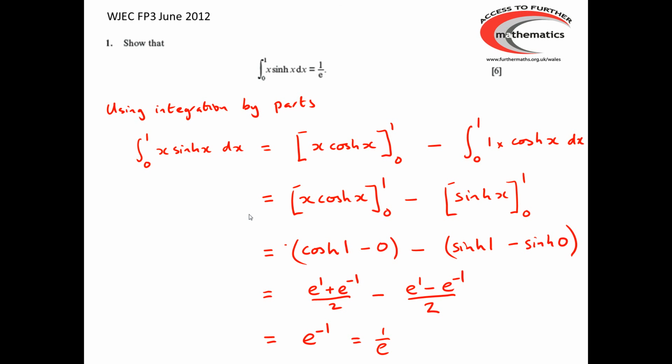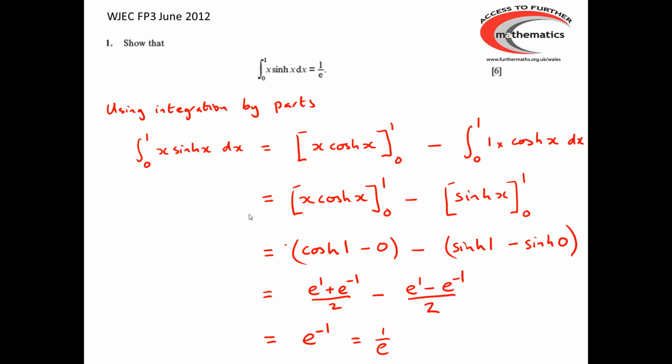The mark scheme for this question has 2 marks at the beginning for making use of integration by parts, and then 2 more marks for getting down to the correct integral. So getting down to x cos x minus sine x is the integral, and then the final 2 marks for convincingly coming through to the value 1 over e for the value of the integral.